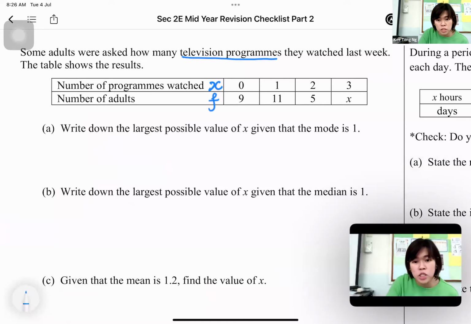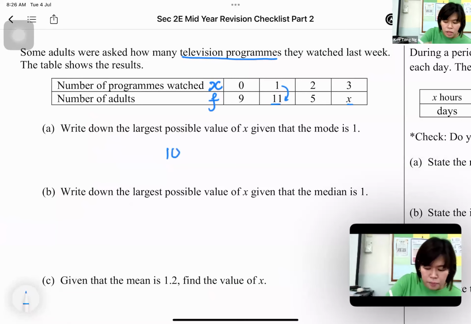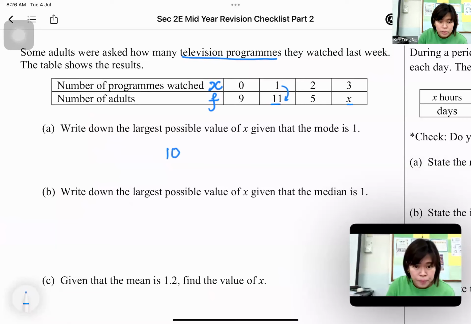Write down the largest possible value of x given that the mode is 1. So for the mode is 1, the frequency is 11. So the largest possible value of x, the largest frequency that x can be, will be 10. If not, 3 will become the mode. Next one, find the largest possible value of x given that the median is 1.